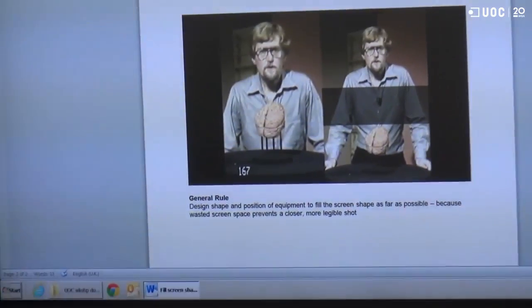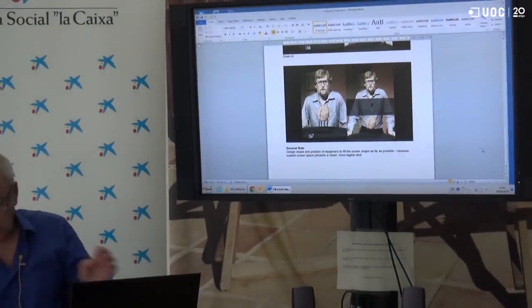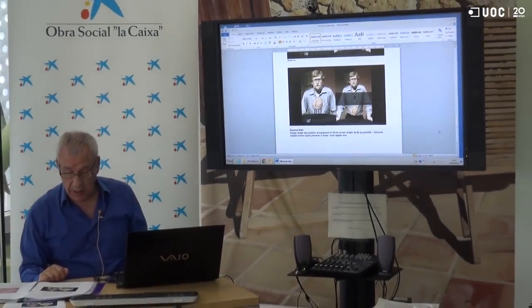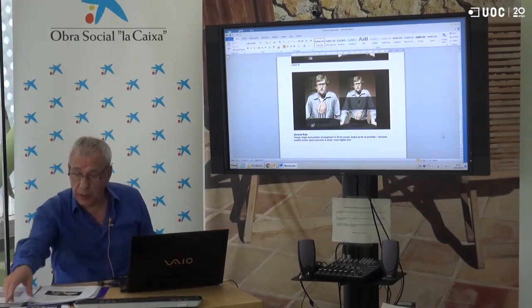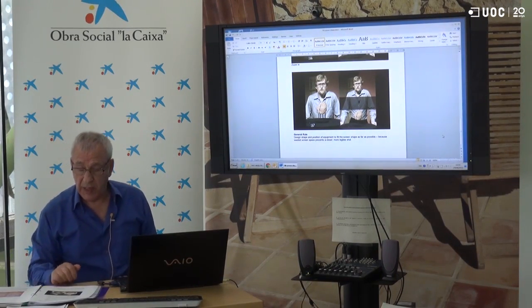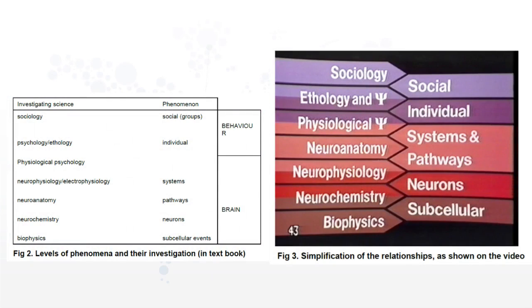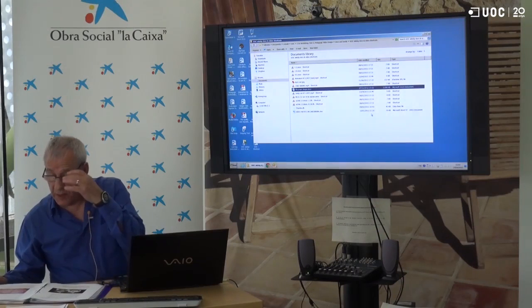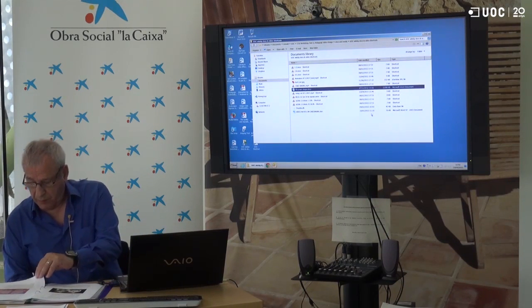Now, a more important example comes next, which is concerning diagrams. If you look at your next page, you compare figure 2 with figure 3. Figure 2 is the textbook version of figure 3. Figure 3 is the TV version. So let me explain some of the points of the difference.